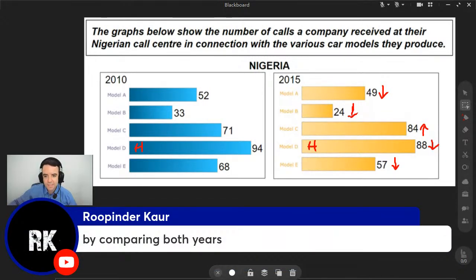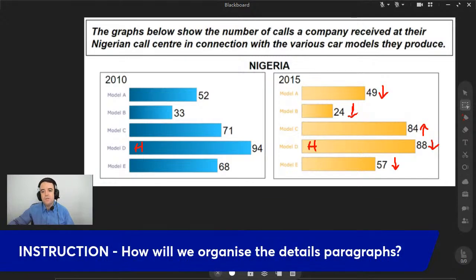Comparing both years, we definitely need to compare both years, but I'm not clear on what you mean in relation to what goes into details paragraph 1, and what goes into details paragraph 2.